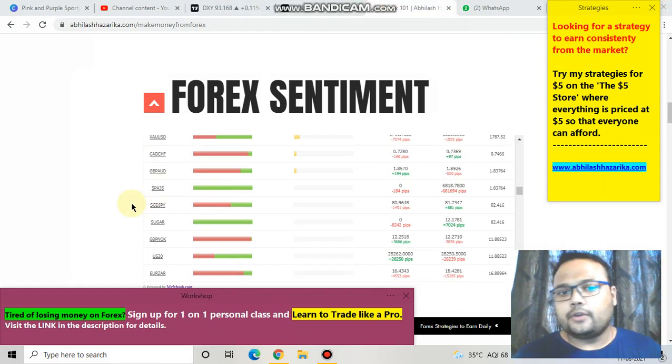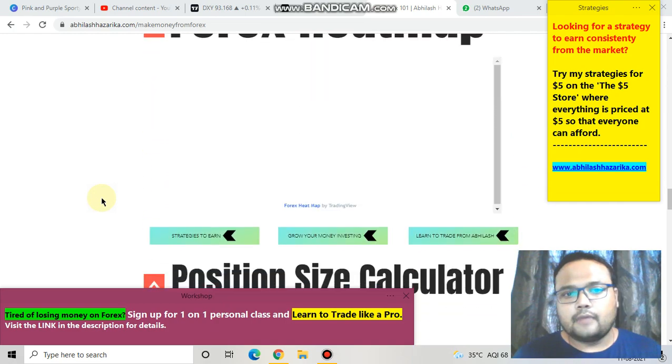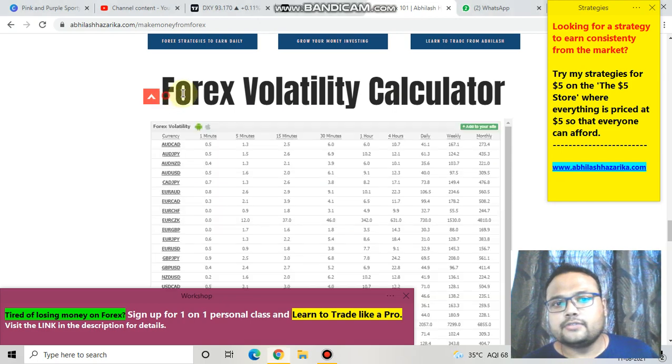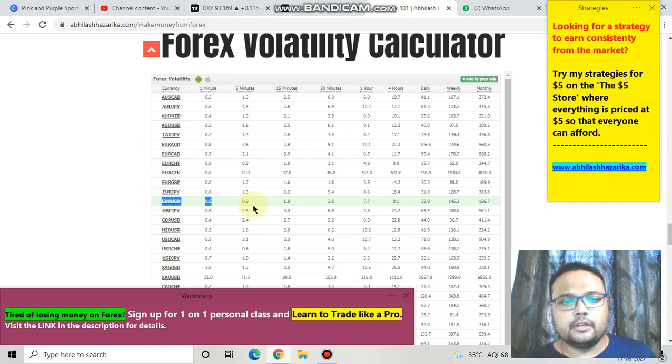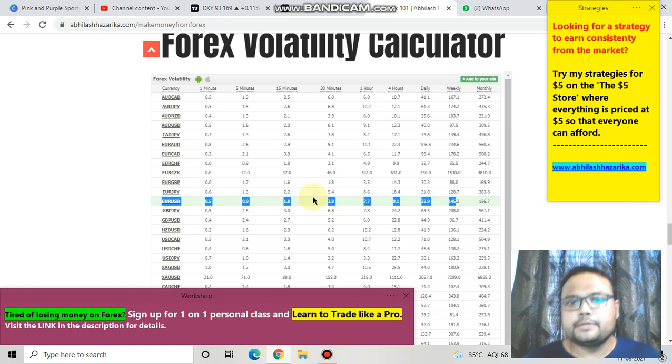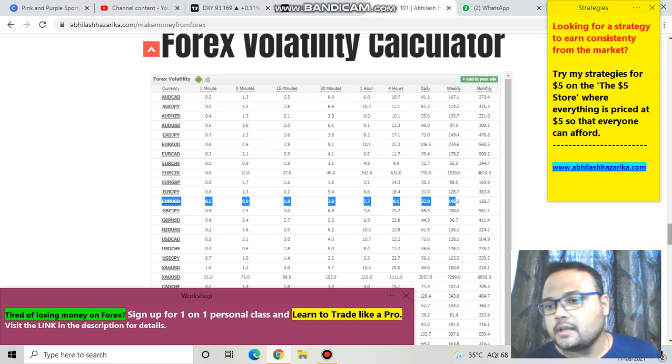And if you want to check how much profit or volatility you can expect, just go to the forex volatility calculator here, and under the EUR/USD section you'll see how much volatility you can expect. On 15 minutes you can expect a volatility of 1.8 pips. In 30 minutes, 3.8 pips. In 1 hour, 7.7, and on the 4 hour chart, a volatility of 9.1 pips. So this volatility calculator is an extremely handy tool for traders. It helps you understand how much profit you can expect.